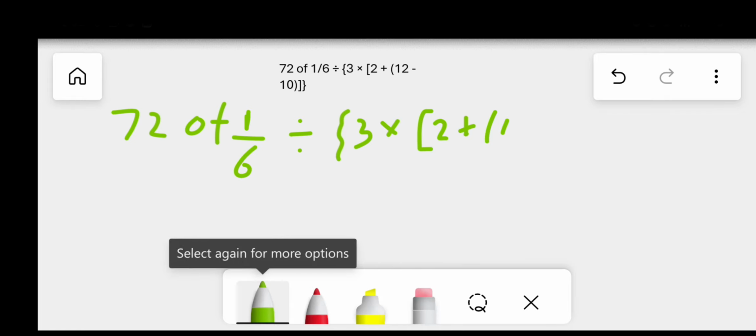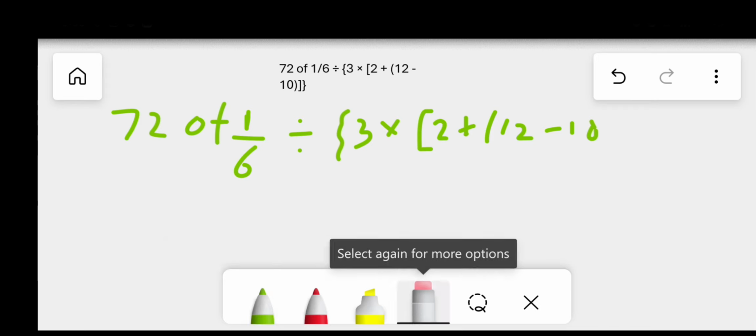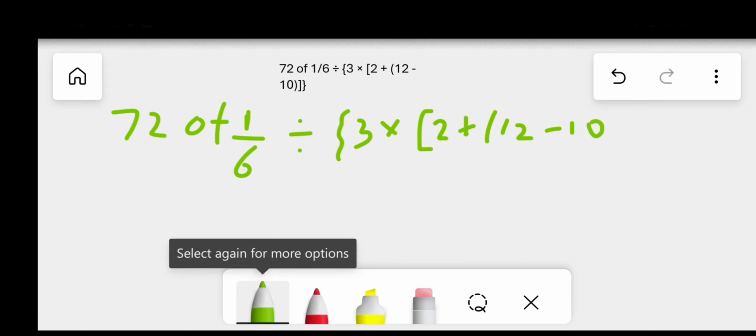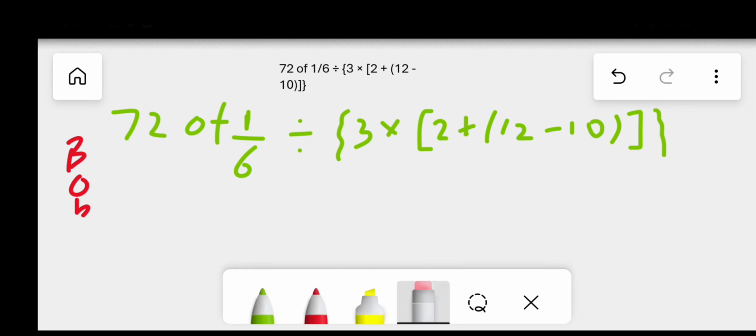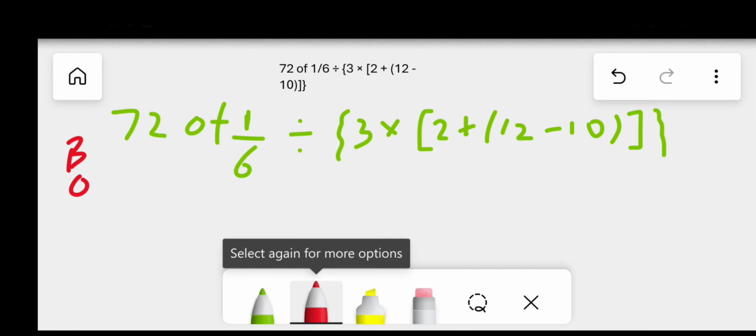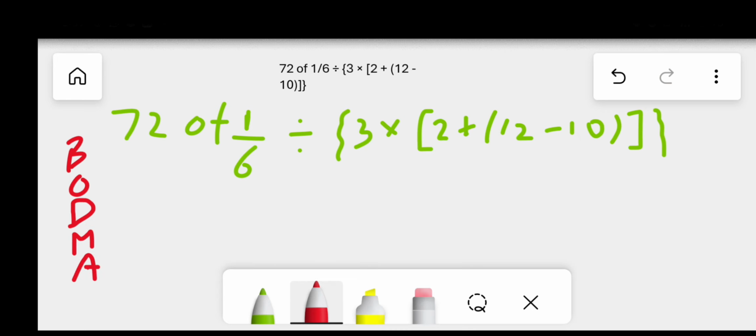Round bracket close, square bracket close, curly bracket close. So this question is really looking terrible, but we are well aware of our rule, which is BODMAS, and finally comes to S. So we will just follow our steps and solve this question step by step.